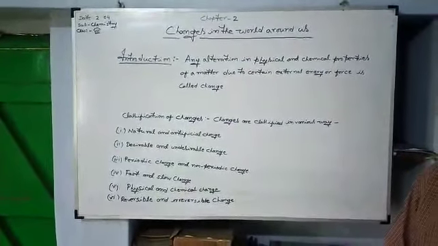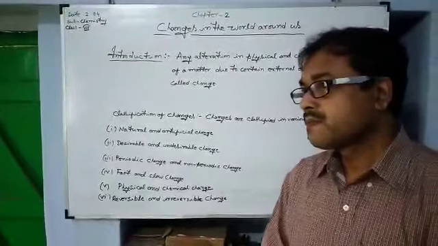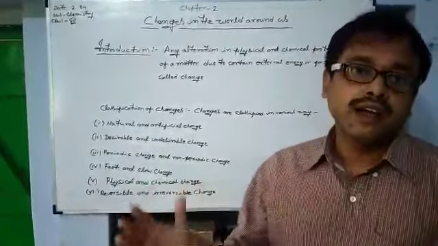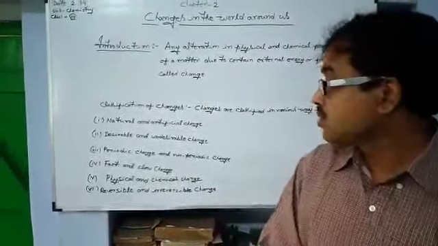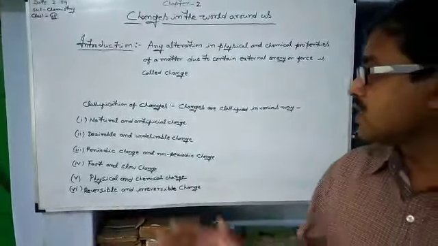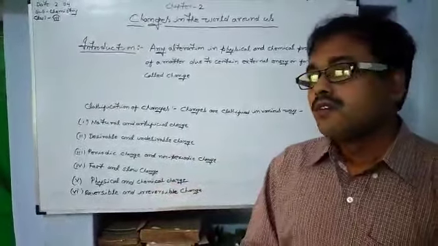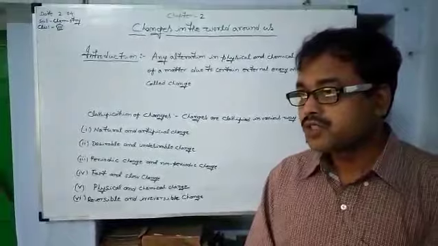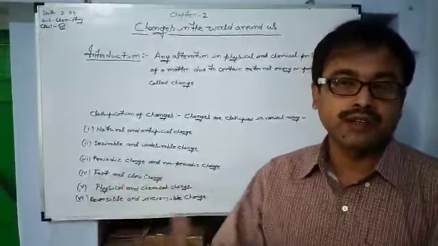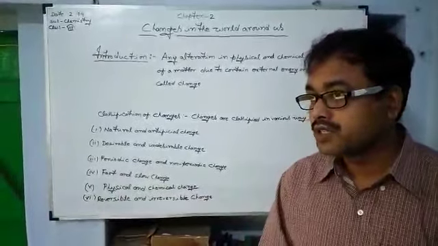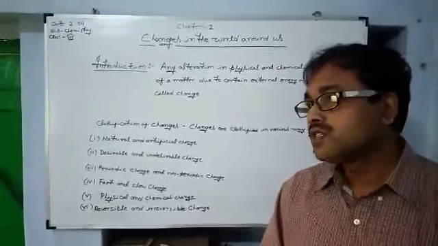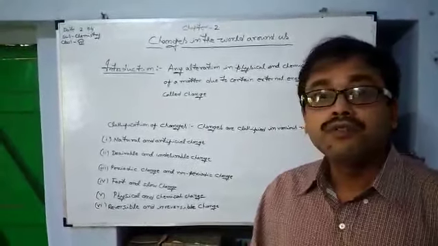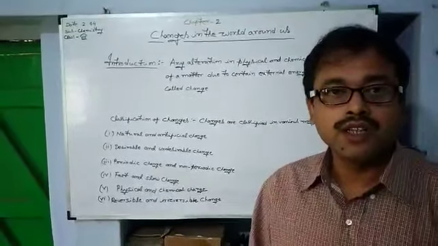Next is desirable and undesirable change. Changes can also be classified on the basis of their usefulness and harmfulness. Those changes which are useful to us are called desirable changes. For example, cooking of food is an example of desirable change. Burning of fuel for cooking is also an example of desirable change. On the other hand, there are some changes which are harmful to us, such as burning of wooden furniture, which is an example of undesirable change.